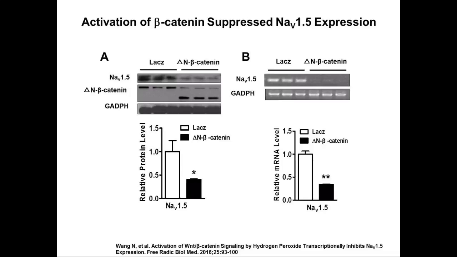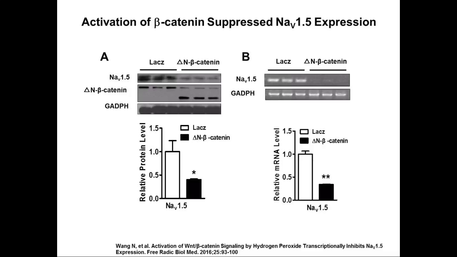When we do positive experiments, we also do negative experiments. In this experiment, we used a deletion of the N-terminus of beta-catenin, because this area contains the GSK3 beta phosphorylation amino acids. When we delete it, beta-catenin is less degraded by the GSK3 beta kinase.